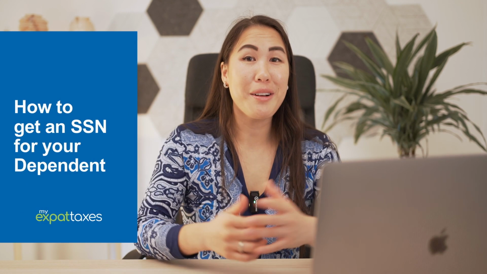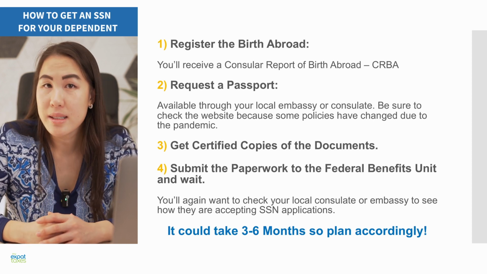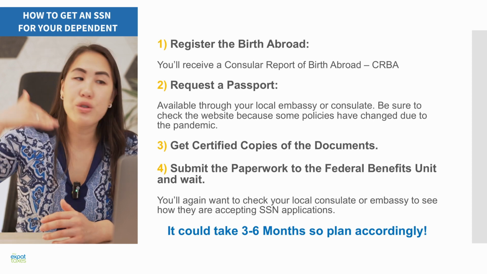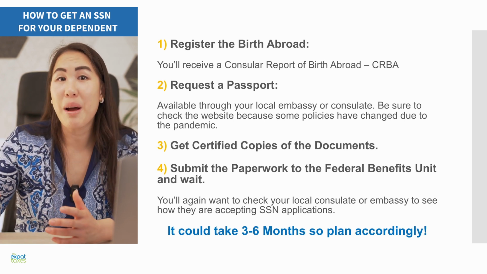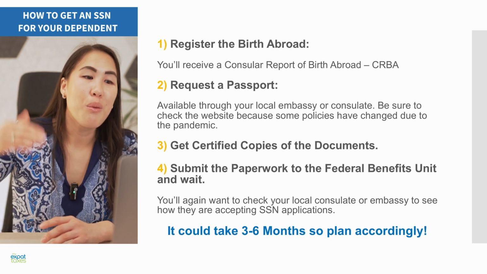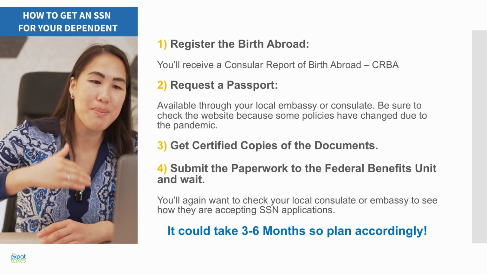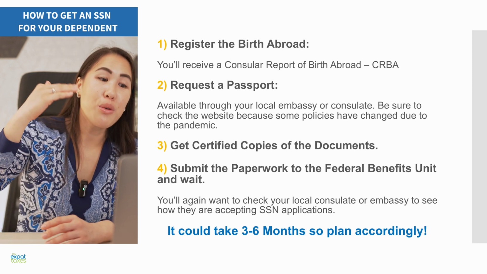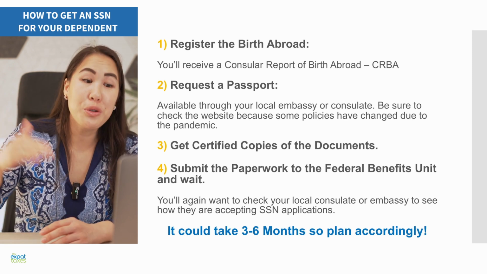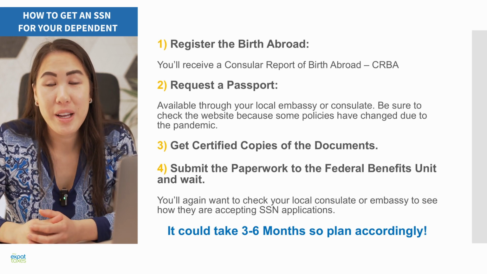Again, the Social Security number is probably the hardest point for a lot of parents: how do you get a Social Security number for your child? It all depends on where you are in this process, but you have to report the birth abroad, right? You have to make sure you get them a birth certificate from abroad. Once you get that birth certificate, then you can request a U.S. passport. And once you have the U.S. passport and the birth certificate abroad, you can send that paperwork to the federal benefits unit. And then they will give you the Social Security number.